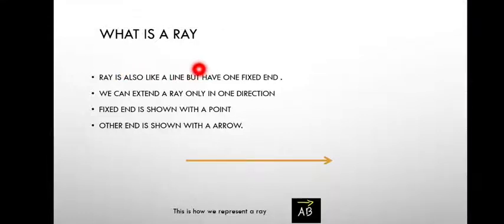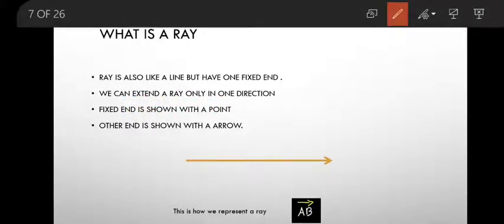A ray is also like a line but has one fixed end. We can extend a ray only in one direction. The fixed end is shown with a point. This is the fixed end, shown with a point. The other end is shown with an arrow.